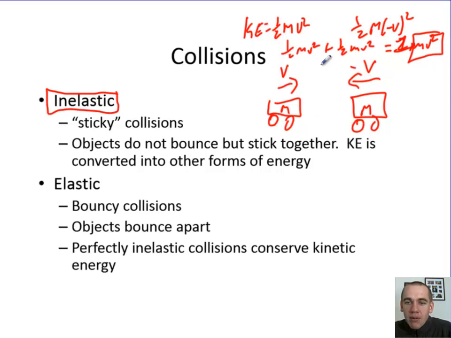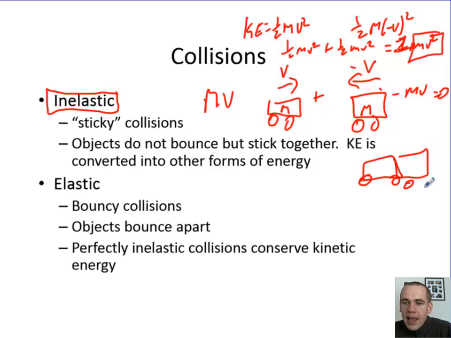That's before the collision. Now I want you to think about this in terms of momentum, because in terms of momentum before the collision we have mv plus negative mv, which gives me 0. So the total momentum before they collide is 0, which means the total momentum after they collide is also 0. But since these things stick together in the collision, after they collide, what we have is two carts at rest. Velocity is 0, which means the kinetic energy is now 0.